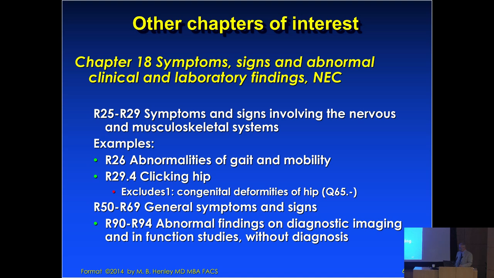Chapter 18 is symptoms, signs, abnormal clinical and laboratory findings. There are some musculoskeletal conditions in here, such as abnormalities of gait and mobility. Clicking hip is in here, and other general signs and symptoms.